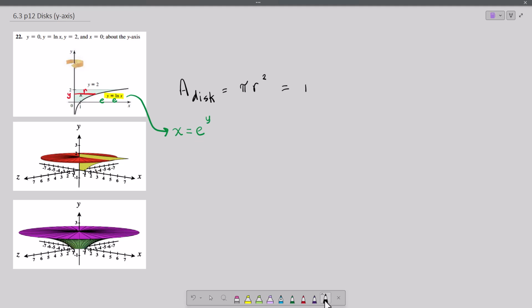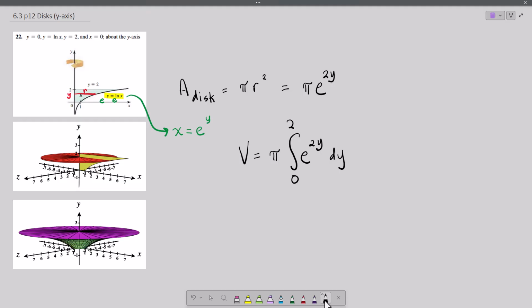So the area is pi times this function, e to the y, which is measuring horizontal distance. So it's e to the y quantity squared, which is e to the 2y. There's the area of our horizontal disk. And for volume, we integrate area. Now we're integrating with respect to y, the thickness of the element, the thickness of your cross section, however you want to think of it. Think of that dy as the thickness.